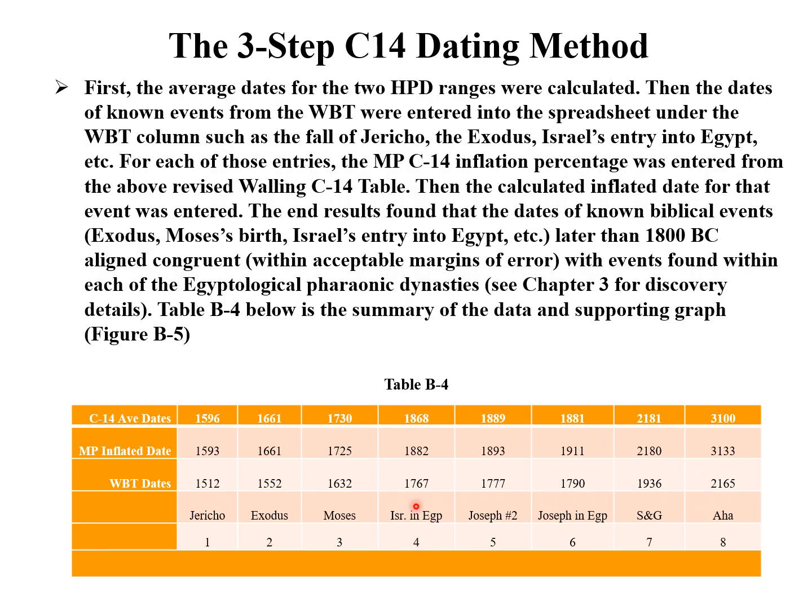So Israel into Egypt, 1767, inflated date, 1882. Actual date comes out to 1868. Joseph, as the number 2 under the Pharaoh, 1777. Inflated date, 1893. Actual date, 1889. Joseph in Egypt, 1790.